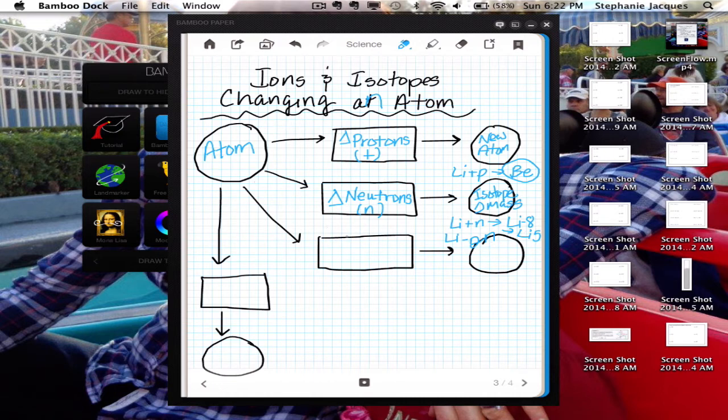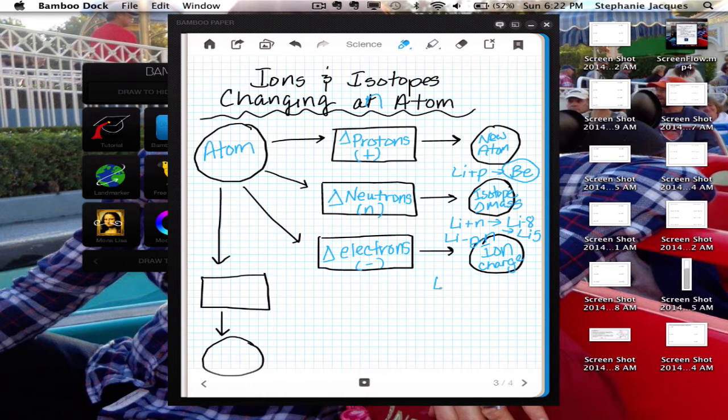Now, let's see what happens when we change our electrons. So a change of electrons, and remember, the electrons are that negative charge, and they're on the outside of the nucleus. So when you change electrons, it becomes an ion. And it also changes its charge. So instead of having maybe a -3 charge, it might have a -4 charge. Or if it didn't have a charge at all, it's going to have a -1 charge. So we'll talk a little bit more about that.